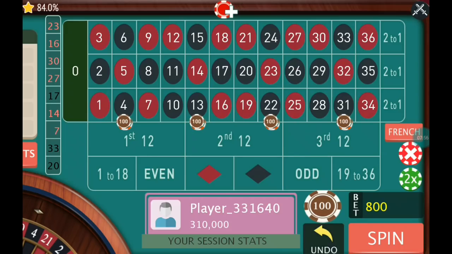Because the payout is 12 times and we are putting our bet at 4 places, so 12 divided by 4, it's 3. So we will reduce 3 times of our bet to normalize our situation and play.